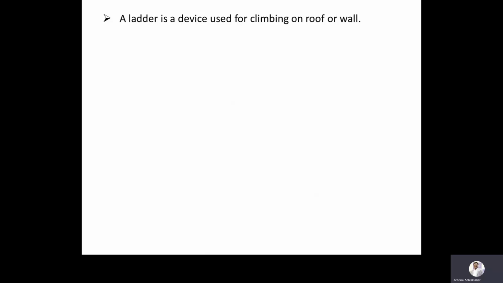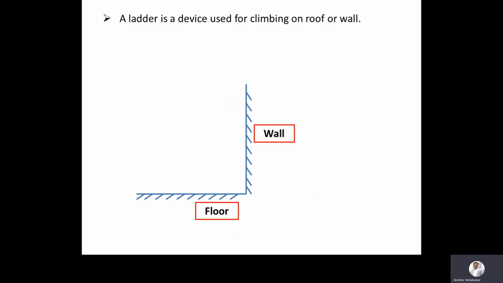Today's class we are going to see the basic concepts of ladder friction. So we know a ladder is a device used for climbing on a roof or wall. Now we are going to consider a ladder which is placed on the floor and rests on a wall.